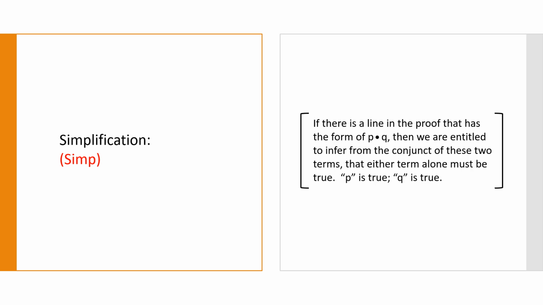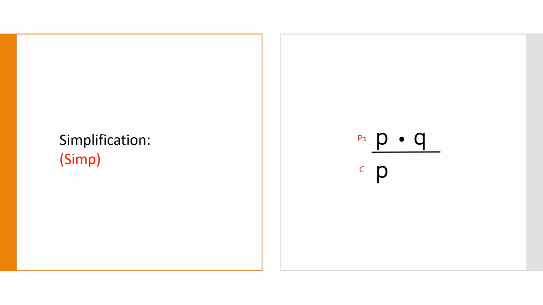The basic rule of simplification is this. If there is a line in the proof that has the form of P and Q, whatever P and Q stand for, then one is logically entitled to infer from this conjunct of the two terms that either term alone must be true. This means that we know from a conjunction of P and Q that P by itself must be true, and also that Q by itself must be true.